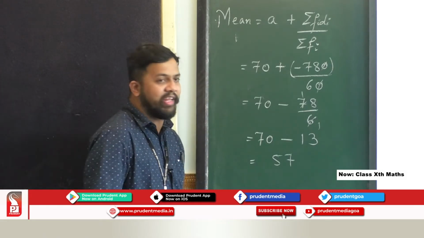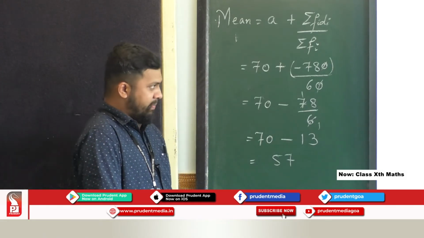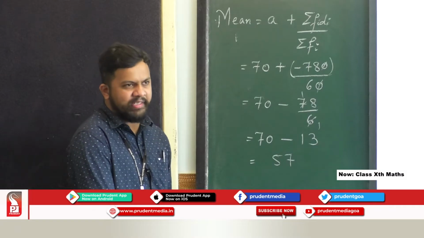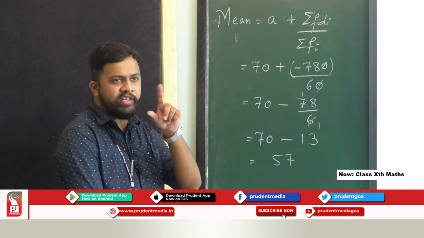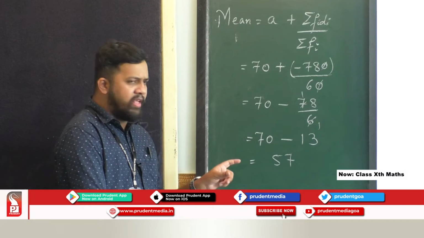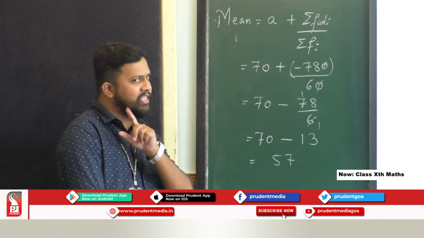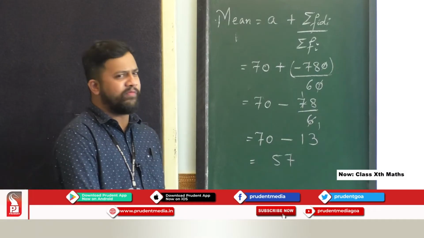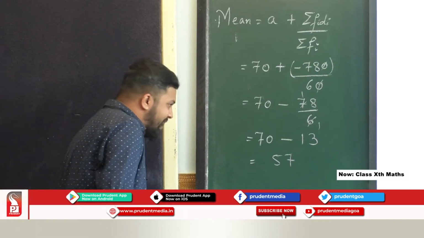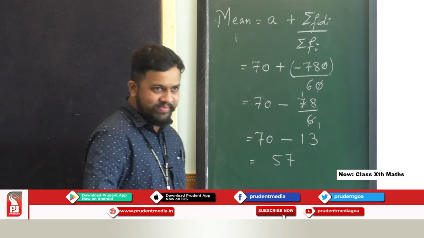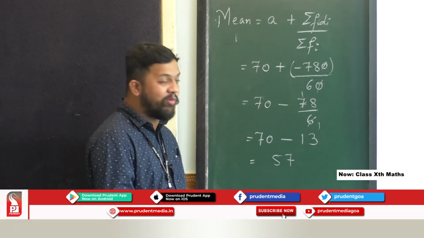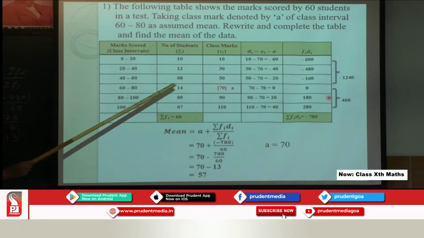So this is how you can get the mean by using the assumed mean method. Now in your mind, one question might be arising. In the last lesson, I got the answer 57. I had taken the same first problem back again, but this time I used the assumed mean method, and the answer I got is 57.